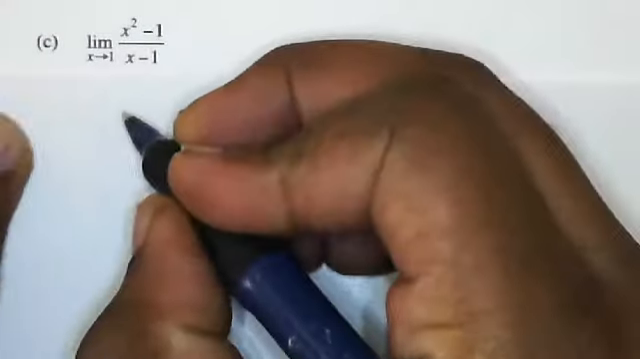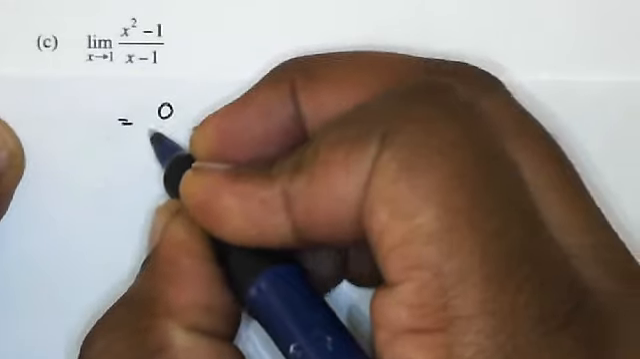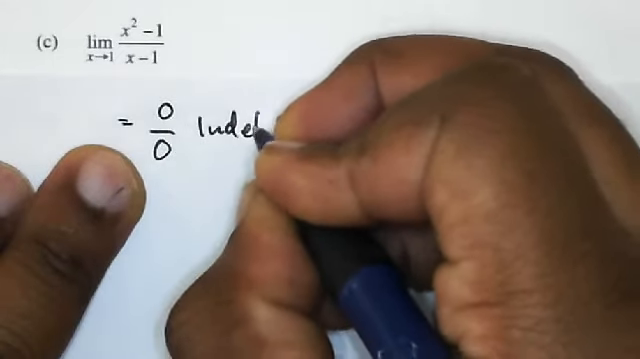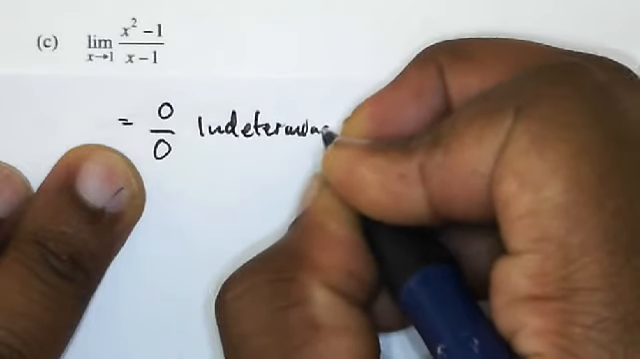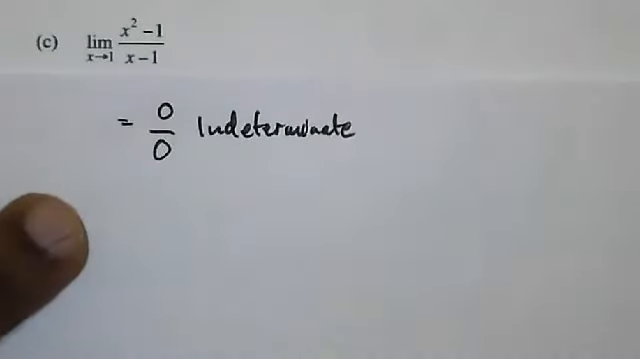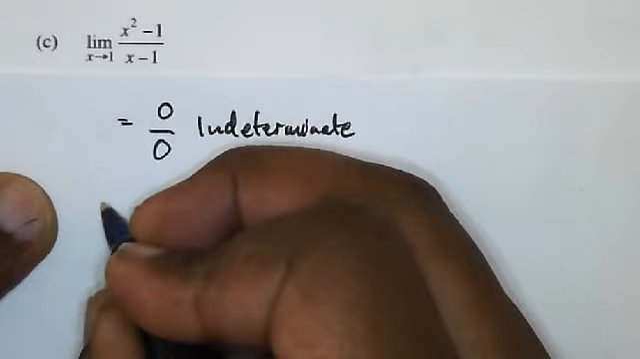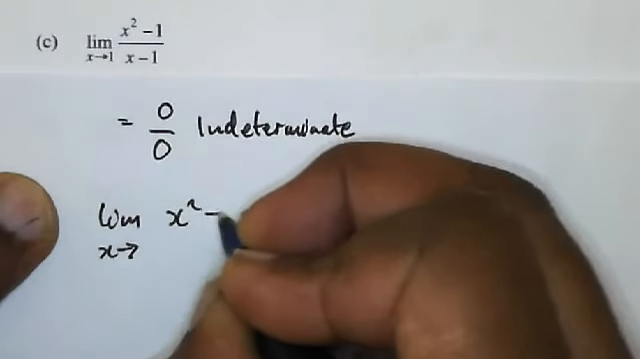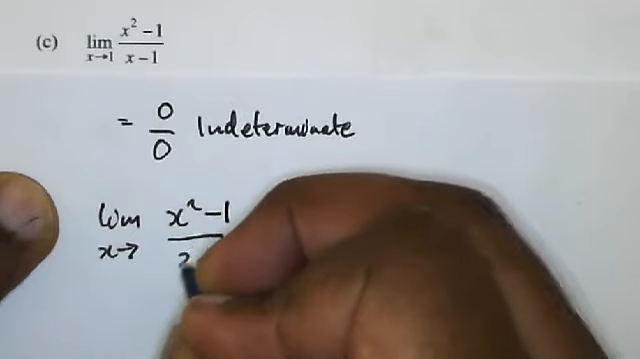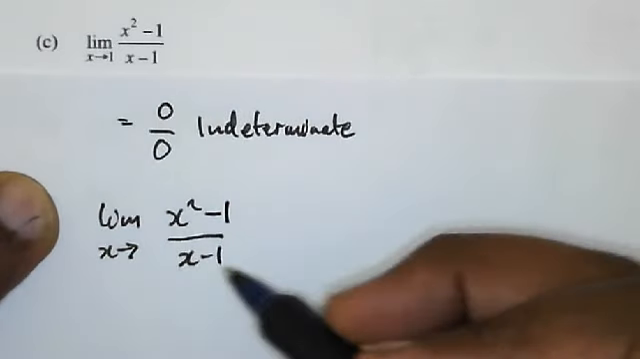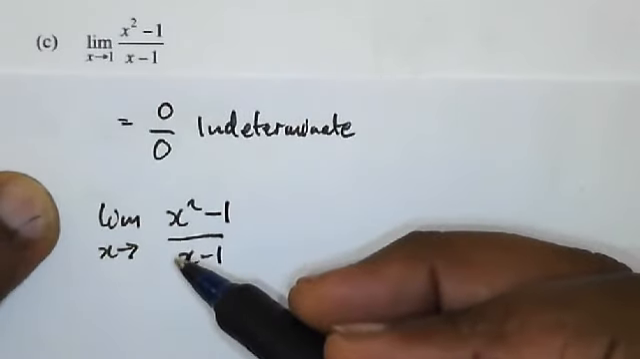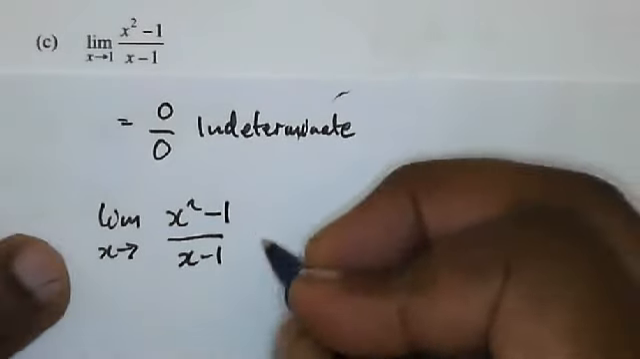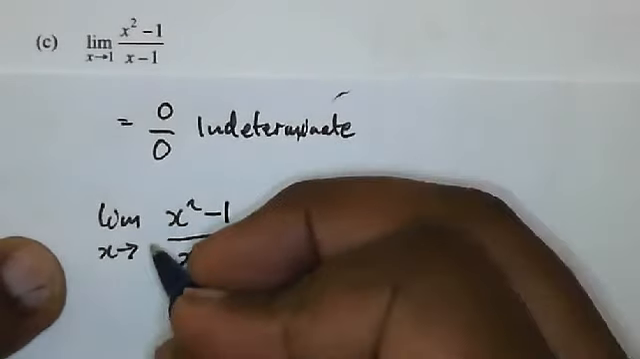The problem is if it becomes 0 over 0. That actually is a problem. So it's equal to 0 over 0, which we call indeterminate, which means you can't do this. So what you're going to do is, we're going to say, the limit as x approaches 1 of x squared minus 1 over x minus 1. So let's simplify this algebraic expression first to have one statement that we can find a limit for.